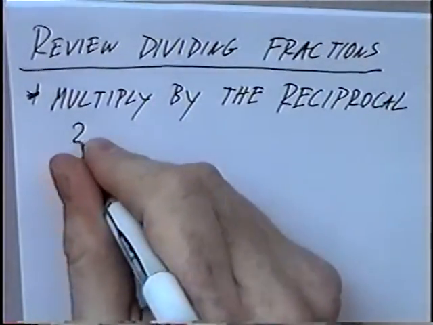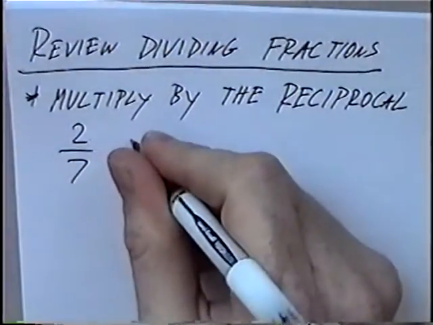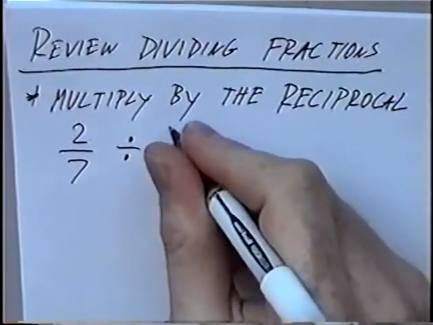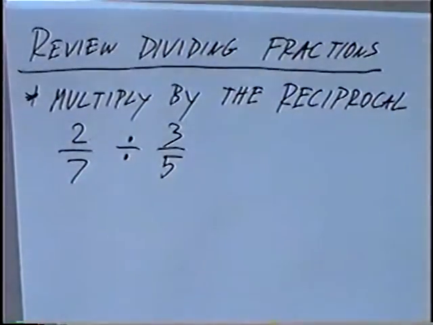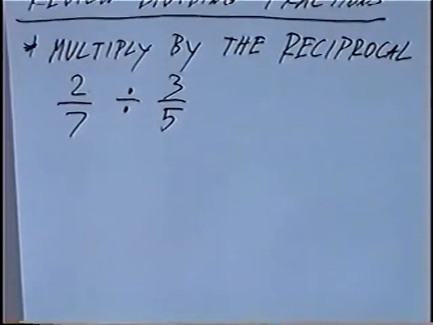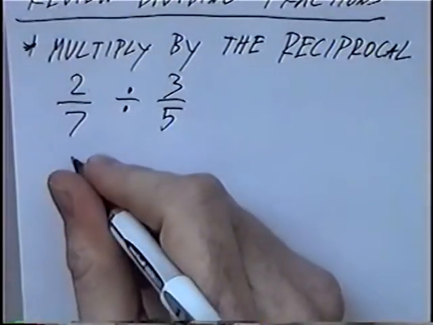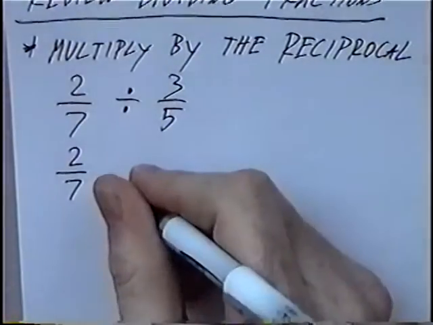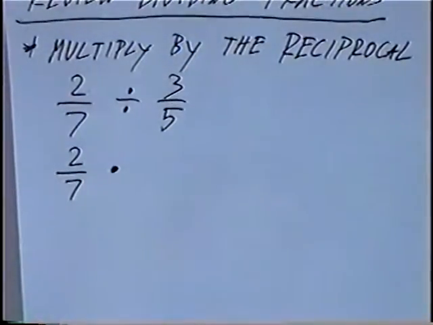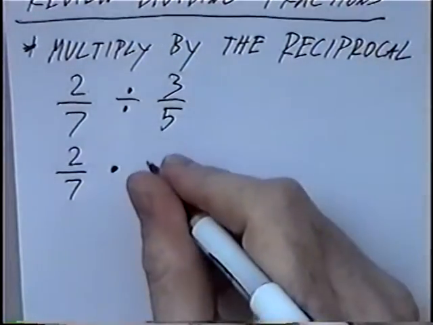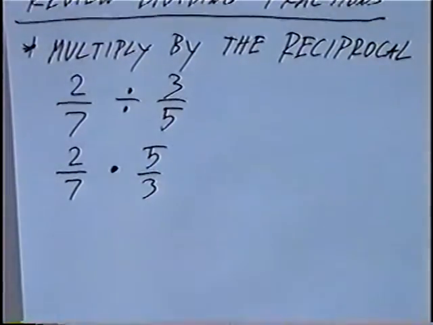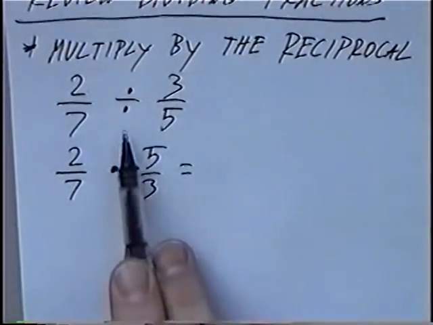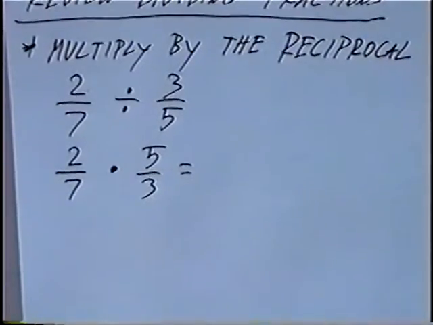First question and first two fractions. 2 over 7 divided by 3 over 5. When dividing fractions, the first fraction we'll rewrite as the same, 2 over 7. And using the definition, we'll multiply by the reciprocal. Instead of dividing, we can change this to a multiplication symbol. And we'll take the reciprocal of the second fraction. Instead of 3 over 5, we'll flip it upside down to have 5 over 3. Instead of dividing by 3 over 5, we can multiply by 5 over 3.